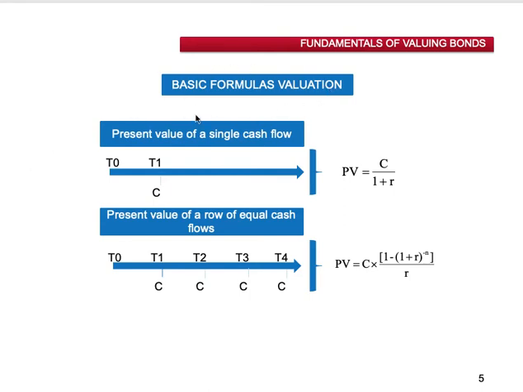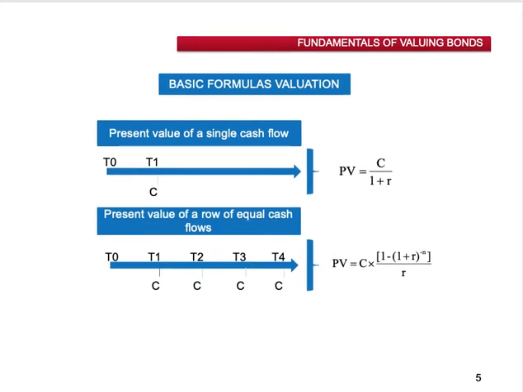In order to understand how to value a bond, we need to get back to the basic formulas of valuation. The first one is the present value of a single cash flow. The second one is the present value of a row of equal or fixed cash flows. In the next few slides, I'm going to use the equation of a present value of a single cash flow to compute the value of a zero coupon paying bond. And I'm also going to use the equation of the present value of a row of equal cash flows to compute the present value of a coupon paying bond.